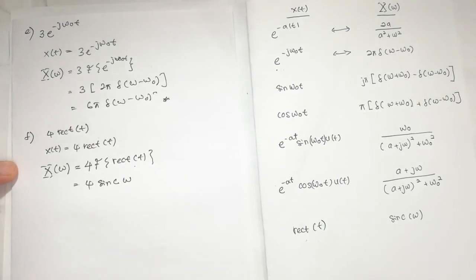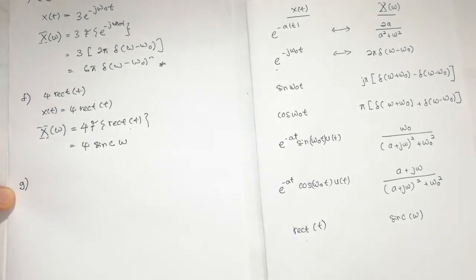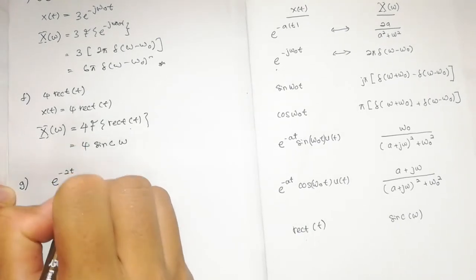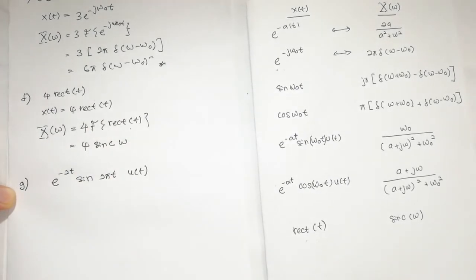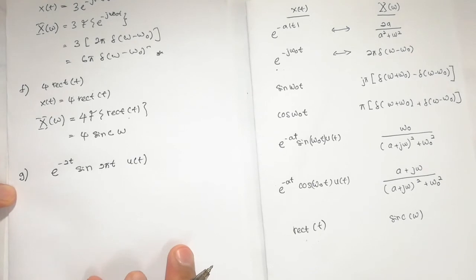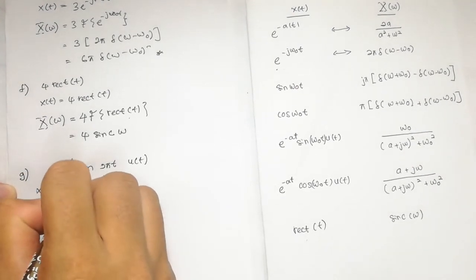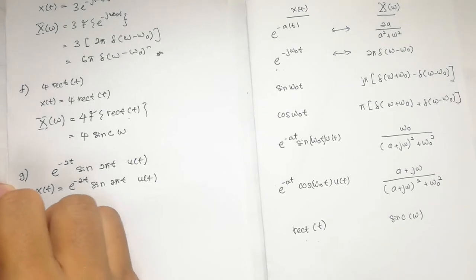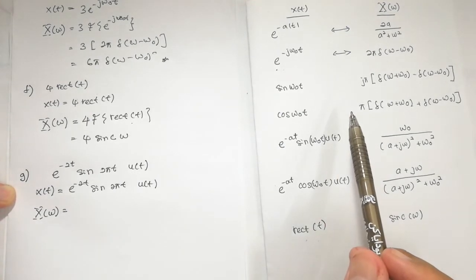Okay, we do the next example. If we have e^(-2t) sin(2 pi t) u(t), what will be our Fourier transform for this signal? We can represent it as x(t), and we want to find capital X(omega), which is the Fourier transform of our x(t). We need to check which one of the Fourier transform pairs is similar to this signal.